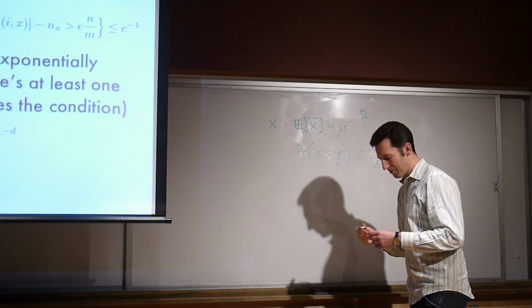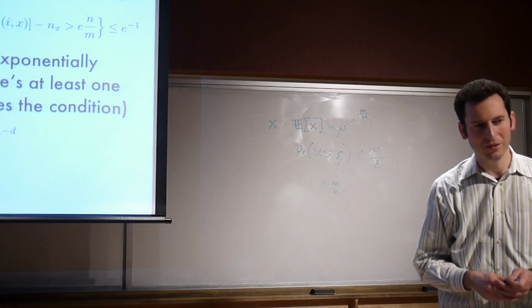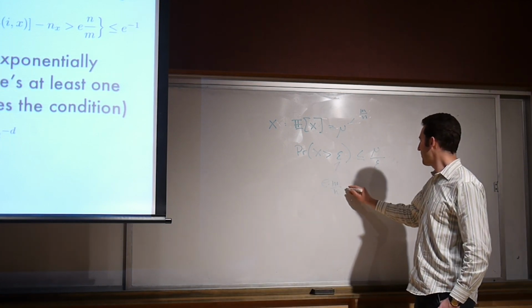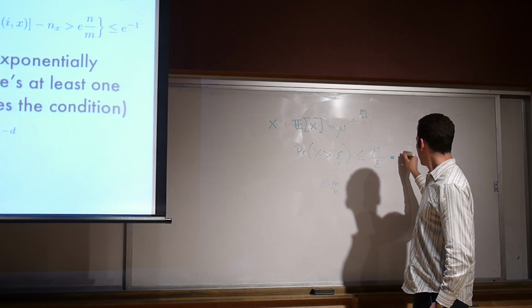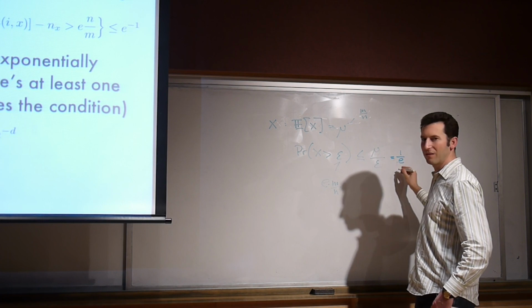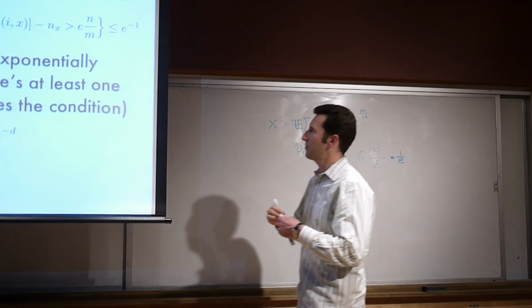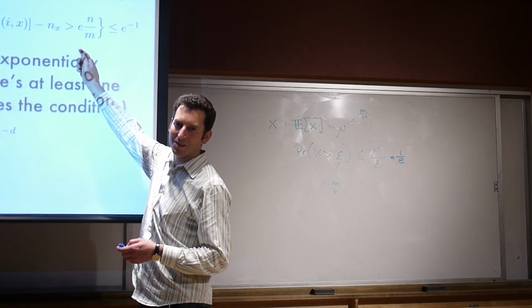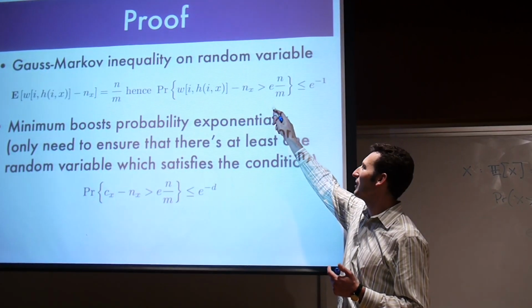If I pick e times m over n and plug it in here, then this gives me 1 over e. That's exactly what we have here. Sorry, it's n over m. It's on the slides, but I guess you can just swap it in your mind.